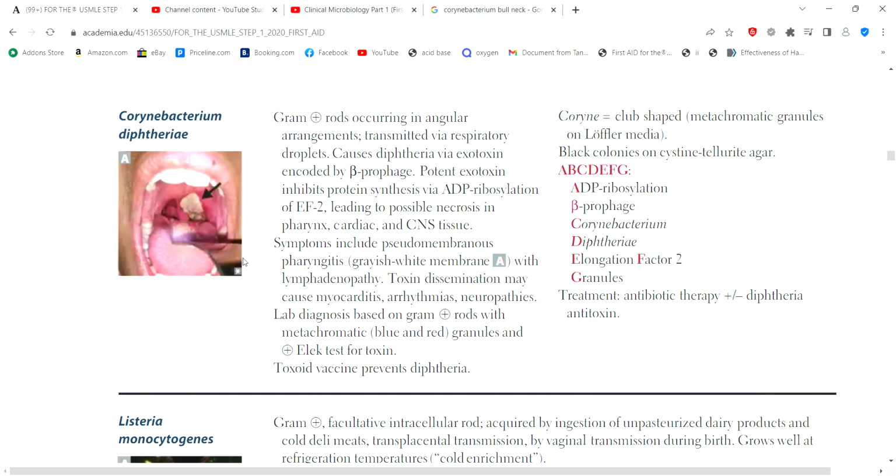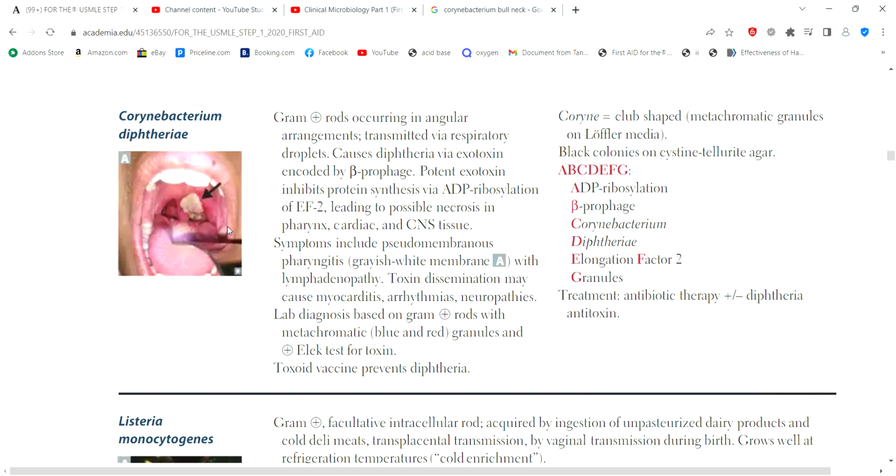So, the toxoid vaccine prevents diphtheria. A toxoid vaccine is a vaccine that's made out of an exotoxin, and any vaccine made out of an exotoxin is called a toxoid vaccine. So this is given to prevent diphtheria. Now, the main points you have to know about diphtheria is that you see metachromatic granules on Loeffler media. Metachromatic granules are blue and red in appearance. Remember Loeffler media for diphtheria.